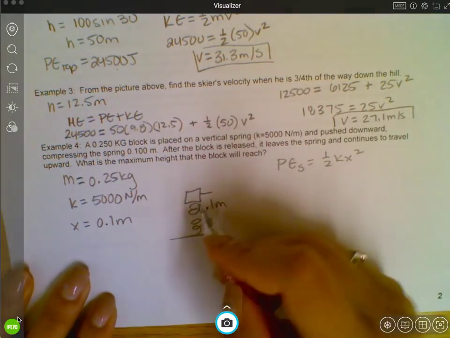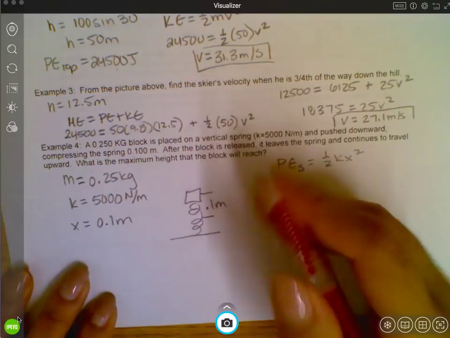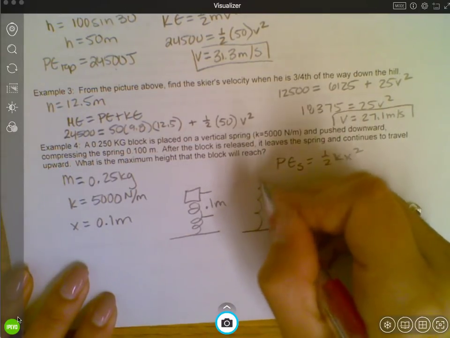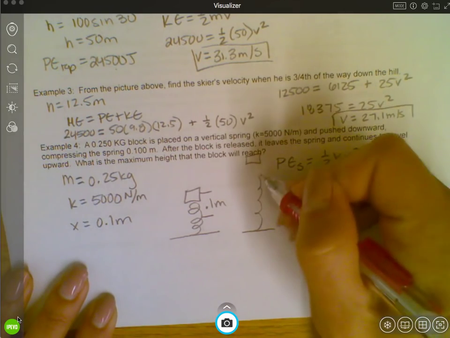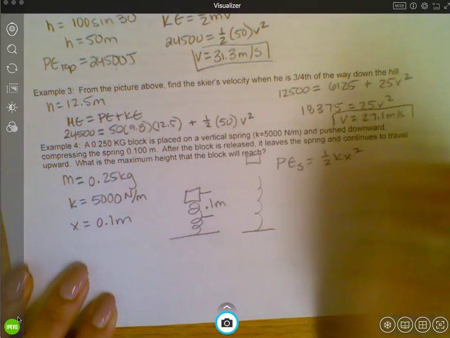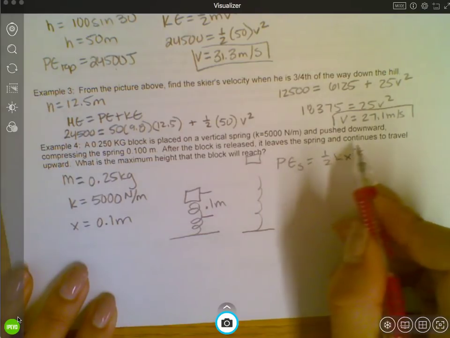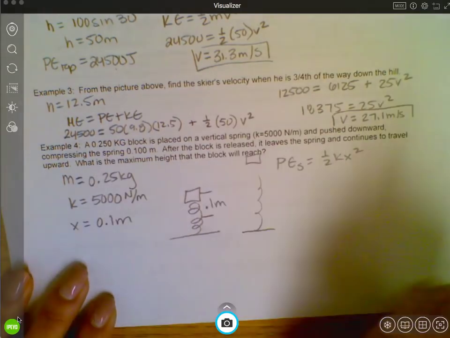After the block is released, so it's pushed down and then it's released, the box is going to shoot up. The spring's going to stretch back out, and this box is going to shoot up and then go to some height. It leaves the spring and continues to travel upward. What is the maximum height the block will reach?